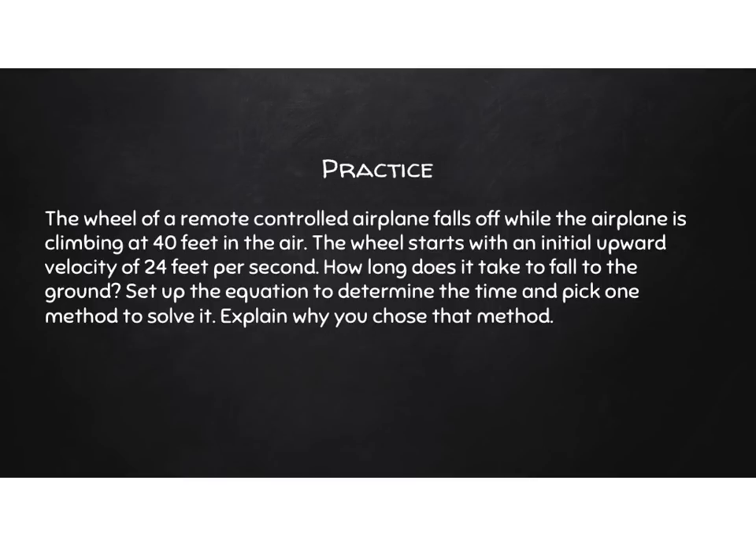Alright, your turn to practice through one. Go ahead and pause so you can read through this and see what the questions are. You can see we get our 40 feet, our 24 feet per second, and the question we're trying to answer is how long does it take to fall to the ground. So remember, the height at ground level is 0. So we want to set up the equation, determine the time, and pick one method to solve it. Explain why you chose that method.